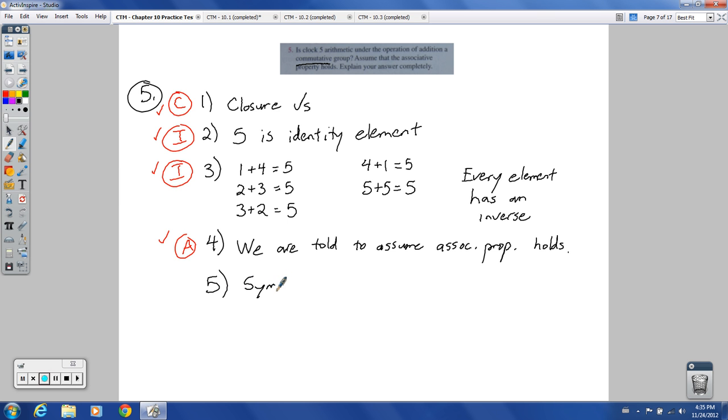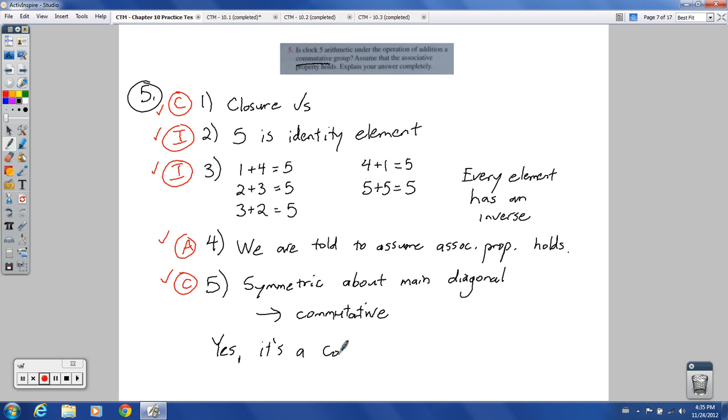So we can say this, symmetric about the main diagonal, which implies that it's commutative. So we are good to go there as well. Those are the 5 things we need to check. We've checked all of them. That means it is a commutative group. So I would say yes, it's a commutative group.